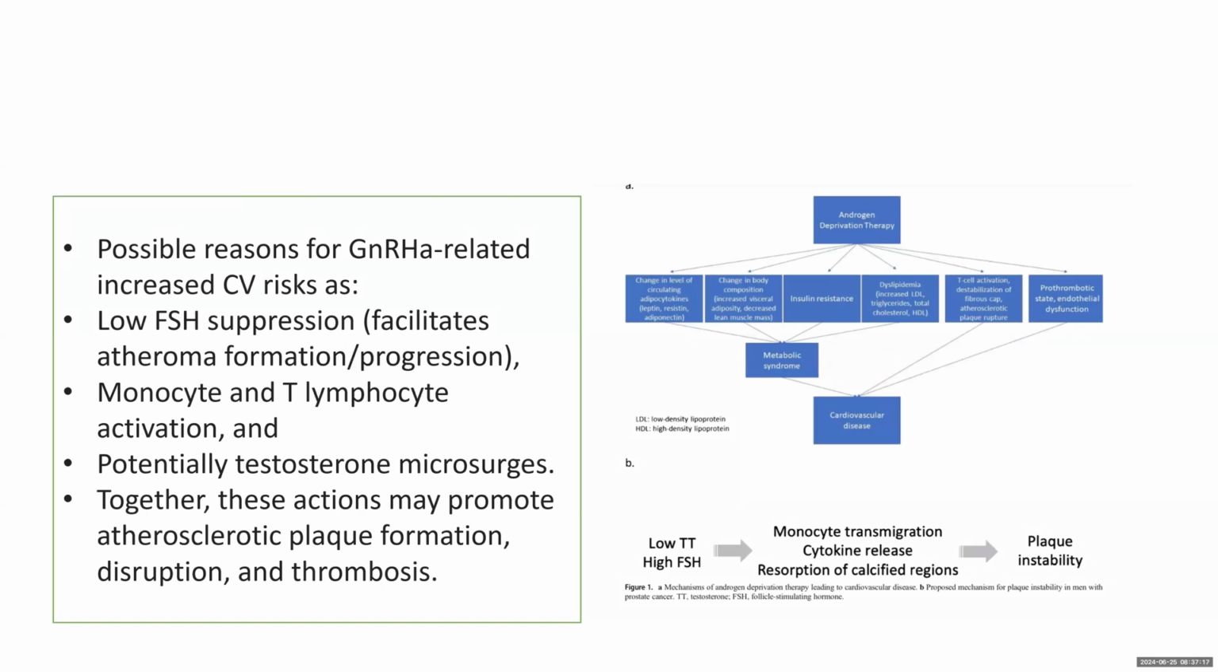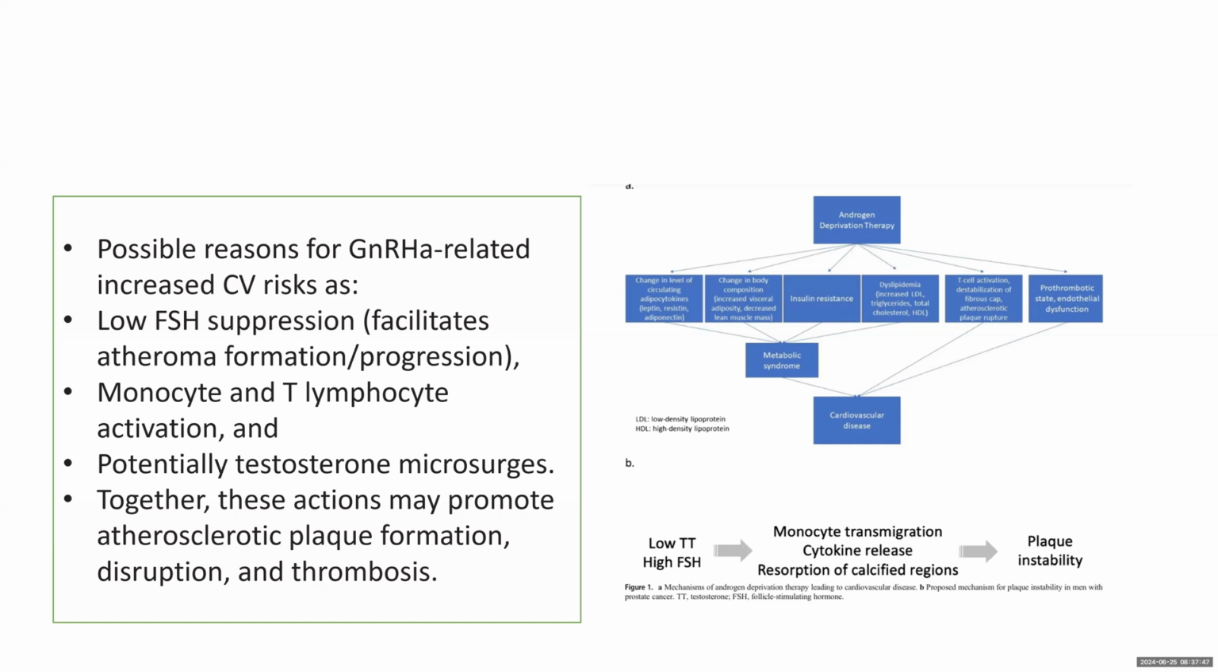Possible reasons for GnRH agonist-related increased cardiovascular risk are low FSH suppression that facilitates atheroma formation and progression, monocyte and T lymphocyte activation, and potentially testosterone microsurges. Together, these actions may promote atherosclerotic plaque formation, disruption, and thrombosis. Androgen deprivation therapy also changes the levels of circulating adipocytokines like leptin, resistin, and adiponectin, and causes changes in body composition, insulin resistance, and dyslipidemia that lead to development of metabolic syndrome.